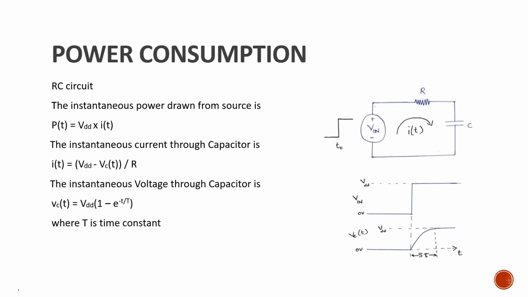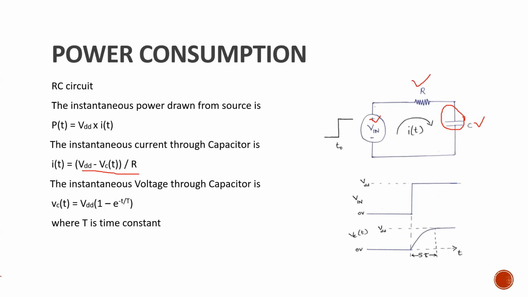Whereas the instantaneous current is simply the voltage difference, VDD minus the capacitor voltage VC of t, divided by the resistance R. And what about the instantaneous voltage across the capacitor? That is the basic equation, VDD into 1 minus e power minus t by tau. Now this is the instantaneous voltage across the capacitor.